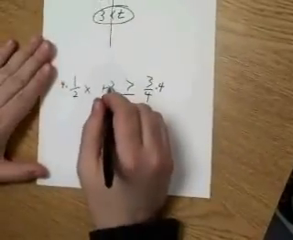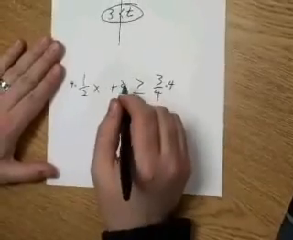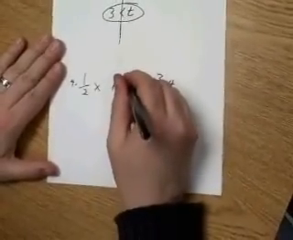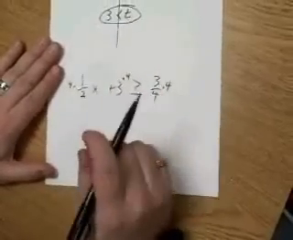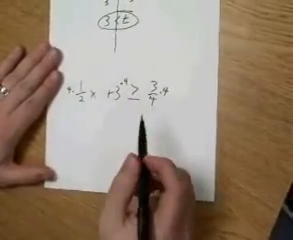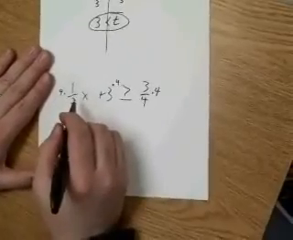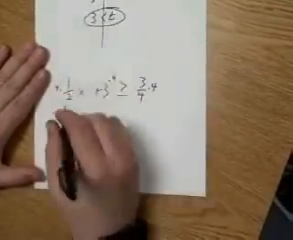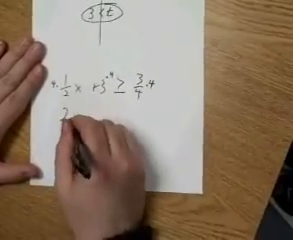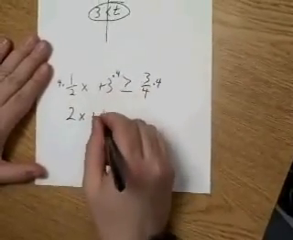But we can't ignore this 3. It's part of the inequality as well. We have to multiply it by 4 as well. Otherwise, this isn't going to turn out the way we need it to. 4 times 1/2 is going to be just half of 4, 2x. 4 times 3 is going to give us 12.